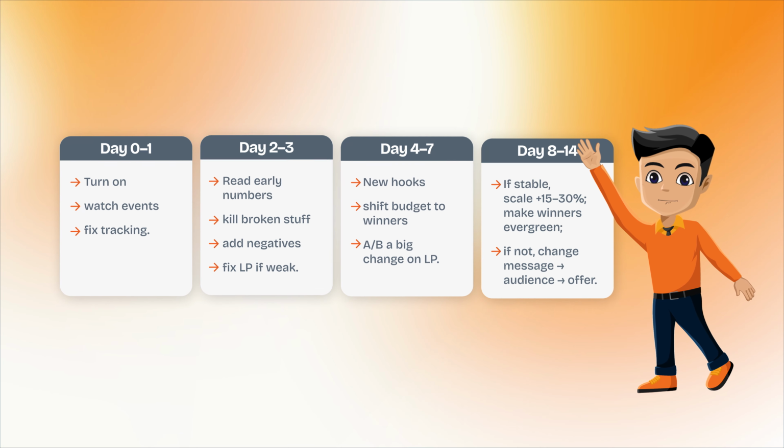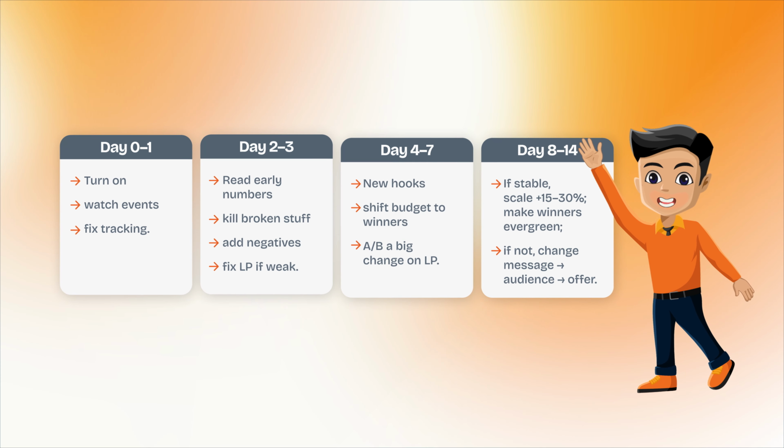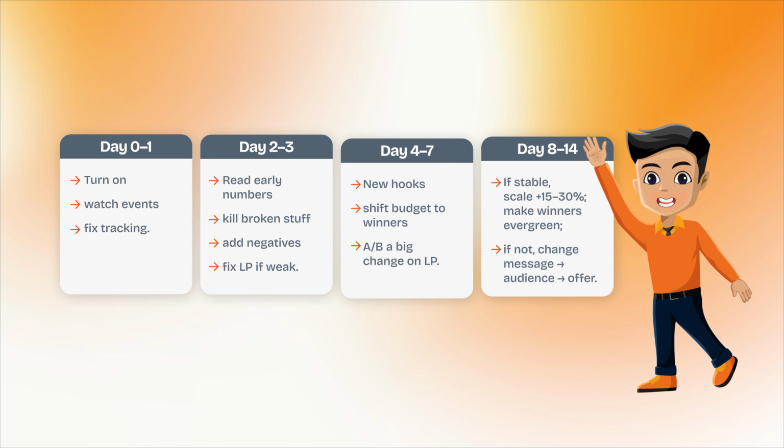Day 2 to 3. First signals. Pull early numbers. CTR, CPC, LP conversion, cost per lead. Kill obvious broken pieces. CTR less than 0.3% on social, 0 clicks on exact match keywords, 0% LPCVR after 100 visits. Add negative keywords. Fix headline or proof if LPCVR less than half your target.